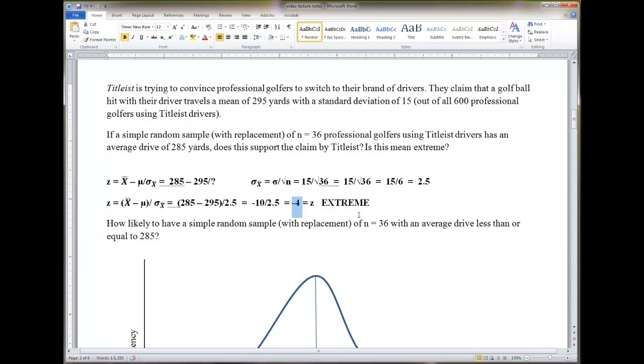So one way that you can interpret this z-score is that the sample mean is 4 times lower, because it's negative, 4 times lower than what we would expect to see just due to chance. So again, this sample mean difference is 4 times lower than the mean difference that we would expect to see just due to random chance. So we would call this an extreme z-score. So at this point, we're pretty suspicious that Titleist's claim is not accurate. But let me show you how to plot this out and then find the probability associated with this sample.